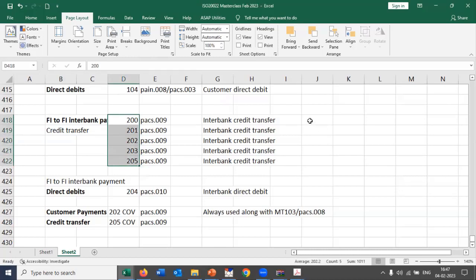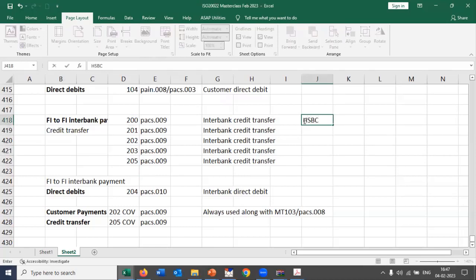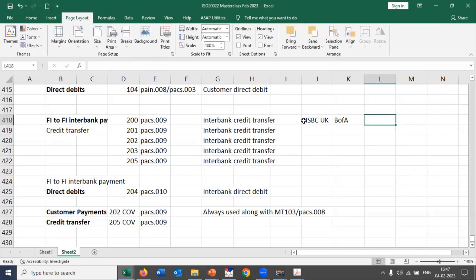I know that 202 is the. Okay, let me give you an example. There is a bank called HSBC. Let's say HSBC UK has got two accounts in USA. One with Bank of America, another account with Citibank. In both the places, it is an HSBC account. HSBC wants to move its own money from its account at BOFA to its account at Citi. This is called own account transfer.